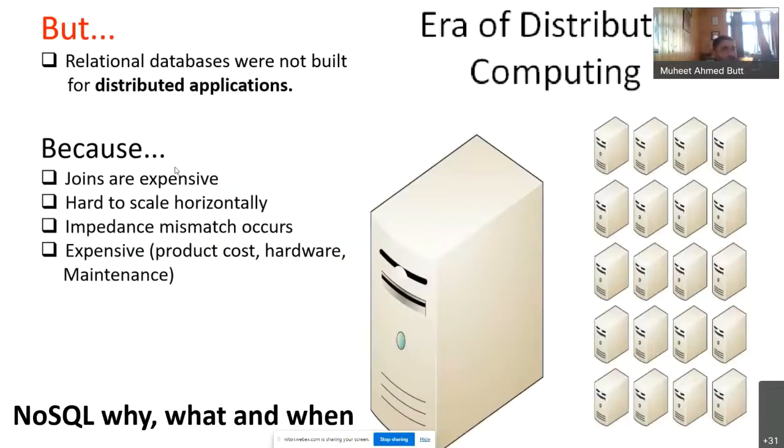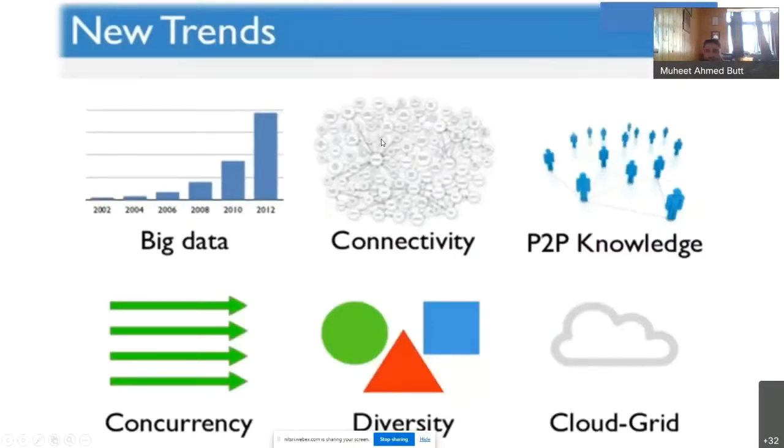Now obviously we know that relational databases are not built for distributed applications, because the joins are expensive, it is hard to scale horizontally, impedance mismatch occurs, and it needs expensive hardware. Obviously, whenever you have a server and then you have to increase the resources of that server, it is going to be very costly, while horizontal scaling will be very easy.